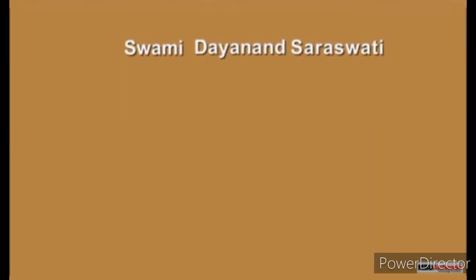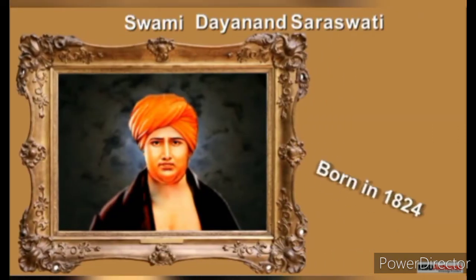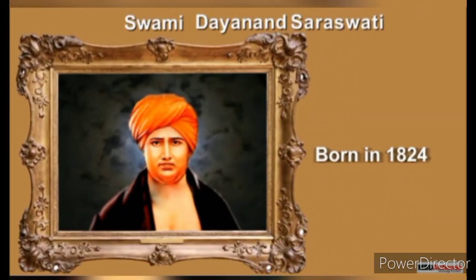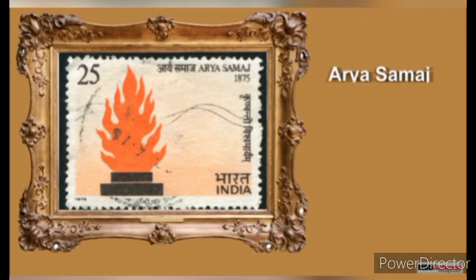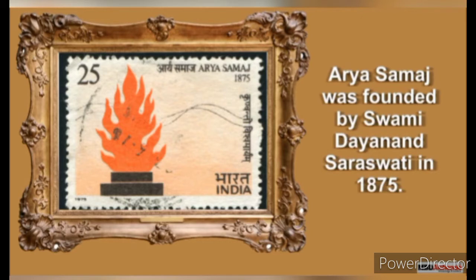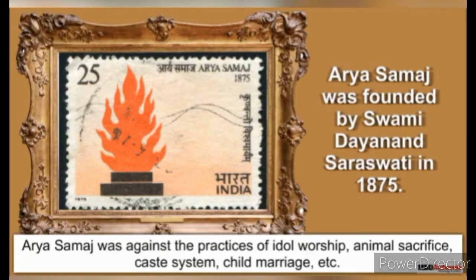Now, I'll tell you about Swami Dayananda Saraswati. Dayananda Saraswati was born in 1824. He was a great religious and social reformer. He formed the Arya Samaj in 1875. It was against the practice of idol worship, animal sacrifice, caste system, child marriage, etc.